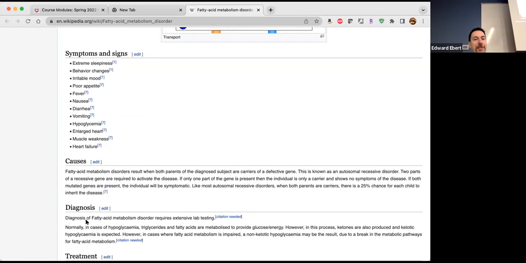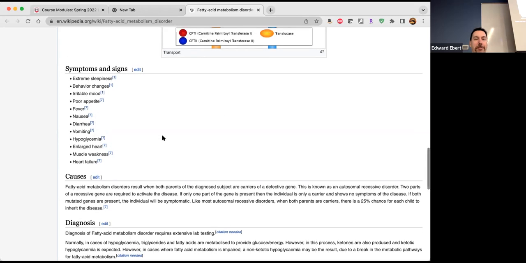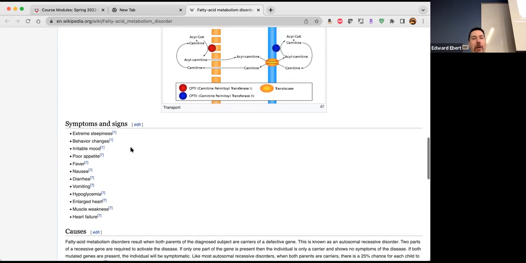Okay. I always like this diagnosis. This is something that requires extensive lab testing because if you come in with fever, nausea, diarrhea, vomiting, it's like, well, that could be anything. It's like, the sun came up today. Even the irritable mood and the sleepiness are not necessarily a good indicator. Poor appetite, maybe. But combining the poor appetite with the hypoglycemia starts to give you some clues about that.